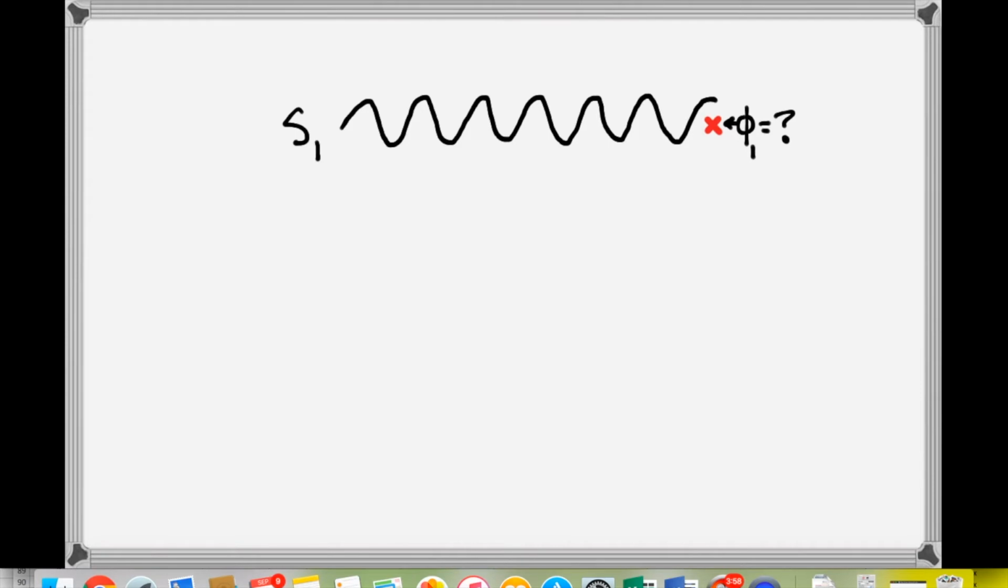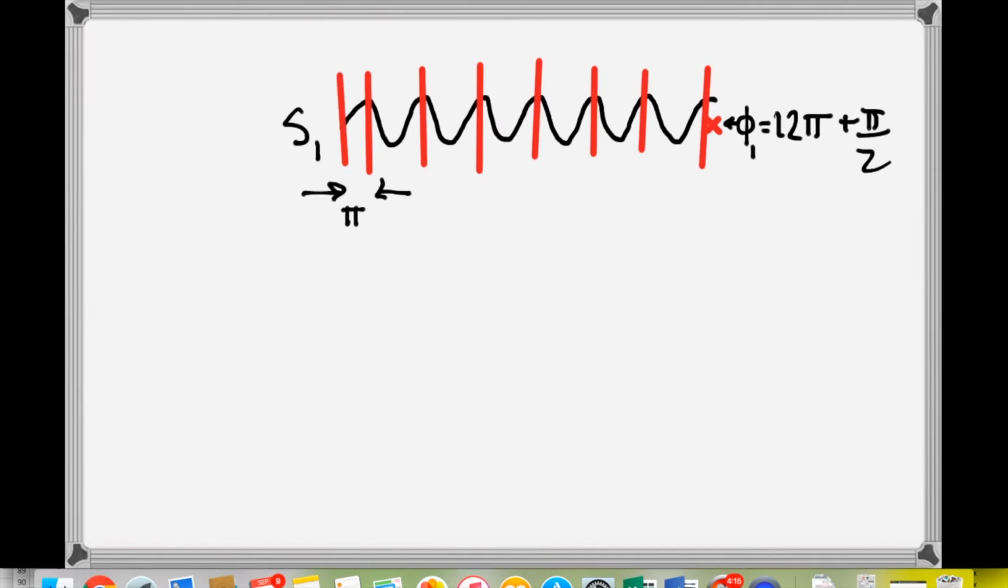The difference in phase between two peaks is 2 pi. So to another peak that will be 4 pi, 6 pi, 8 pi, 10 pi, 12 pi, and we have to add the pi over 2, which is the difference in phase between the beginning of the wave, which looks like it's starting at 0, and the first peak. So the phase of the wave at the red x is going to be 12 pi plus pi over 2.